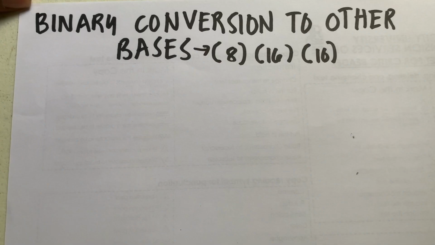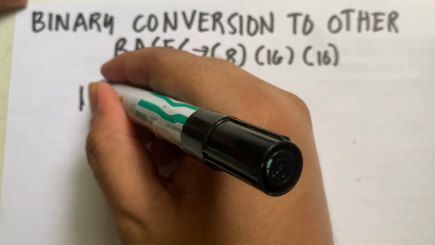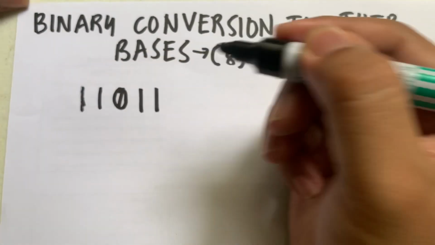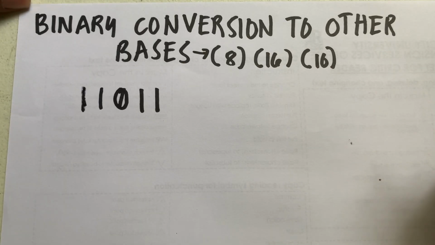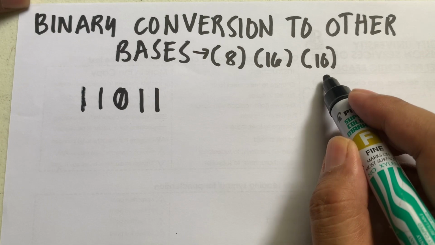Let's now have our first example. Say for example, you are given the number 11011 in binary. How are we going to convert this to octal, hexadecimal, and decimal?